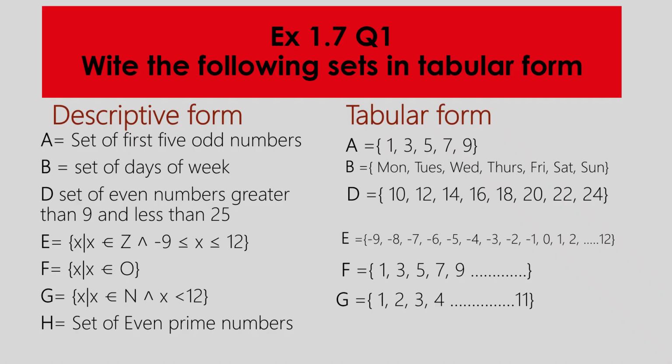Then H, the set of even prime numbers. There is only one even prime number; the rest of the prime numbers are odd. So this is a singleton set. H is equal to {2}. 2 is the only even prime number.